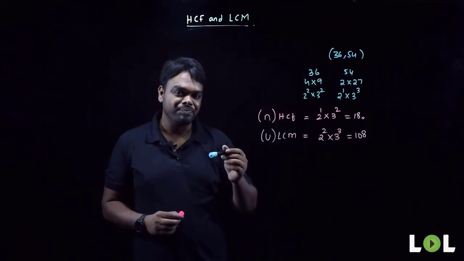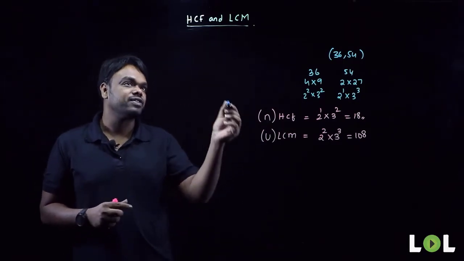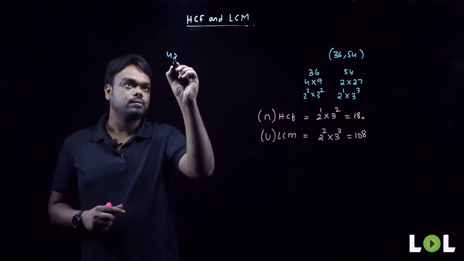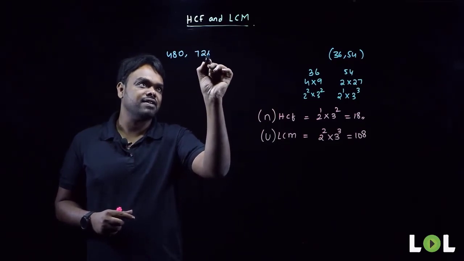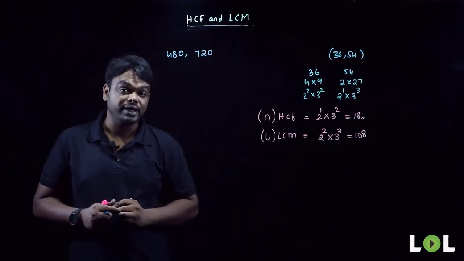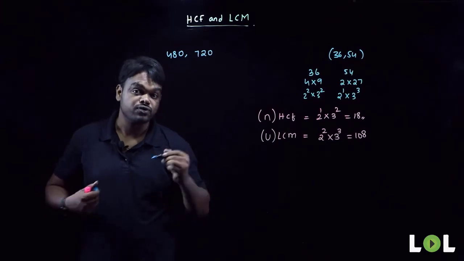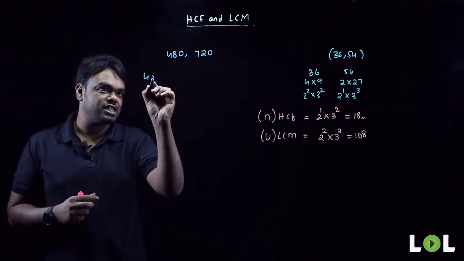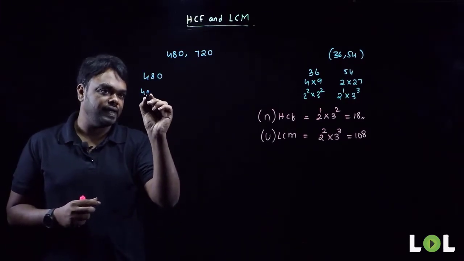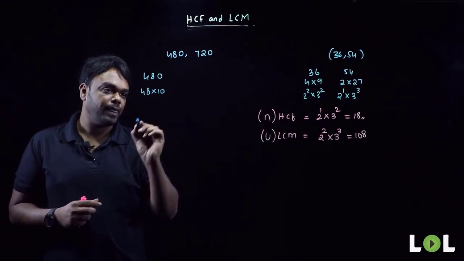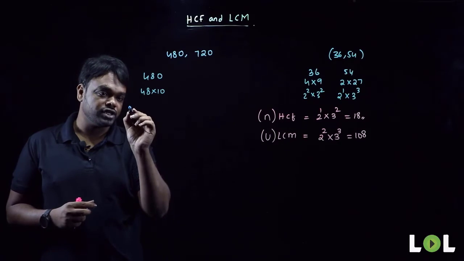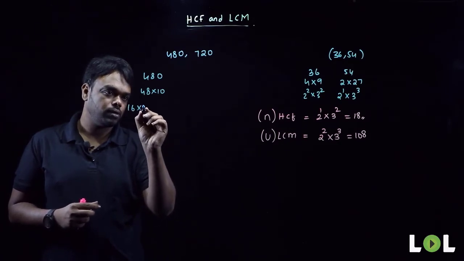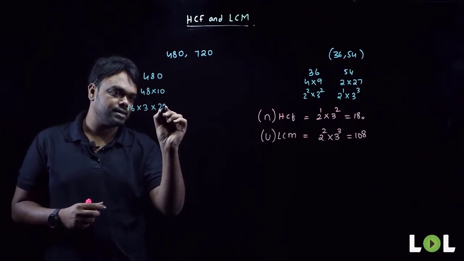Now let us consider another example. Suppose I take some numbers like 480 and 720. Now if you want to calculate for this, what do we do? First, factorize. If I factorize 480, this is 48 into 10, and then 48 can be written as 3 into 16, and 10 can be written as 2 into 5.